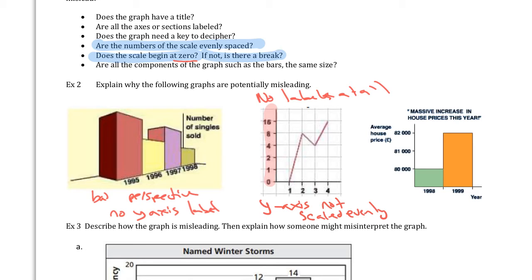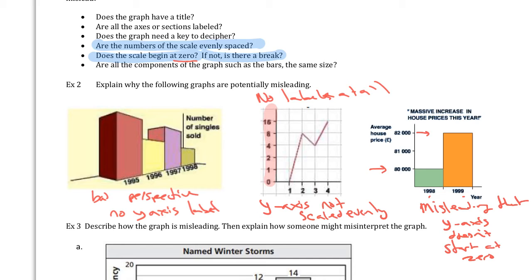When we look at this third one, notice the title: Massive Increase in House Prices This Year. And look how far apart they are. 1998 to 1999. It's a huge increase, right? Well, actually, it's only from 80,000 to 82,000. So it's only a $2,000 increase. But by zooming in on the y-axis and not starting at 0, it makes it look like the prices are a lot farther apart. So in this case, it's misleading that the y-axis doesn't start at 0.